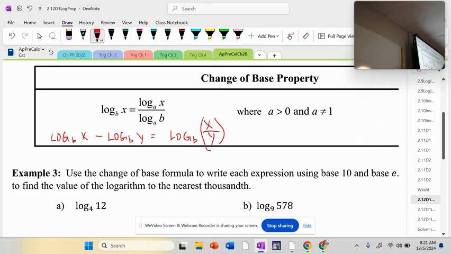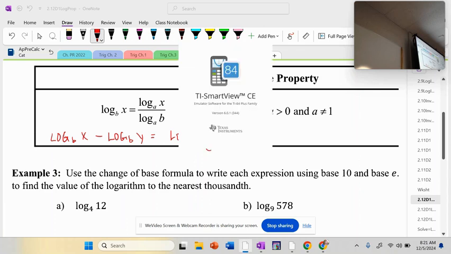Got it? Okay. Now, I got to open up my calculator and wait 5 minutes for it to open on this computer. I think it's opening.